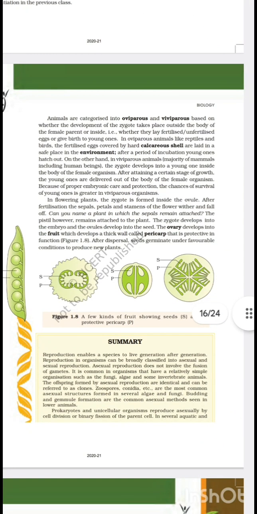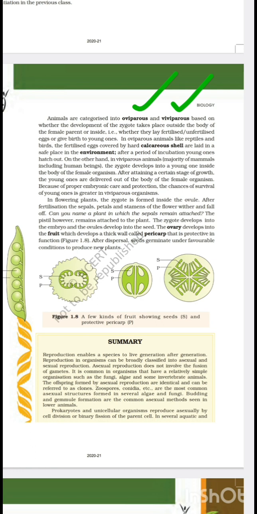Animals are categorized into oviparous and viviparous based on whether the development of the zygote takes place outside the body of the female parent or inside, whether they lay fertilized eggs or give birth to young ones. In oviparous animals like reptiles and birds, the fertilized egg is covered by a hard calcareous shell and is laid in a safe place in the environment. After an incubation period, the young ones hatch out.